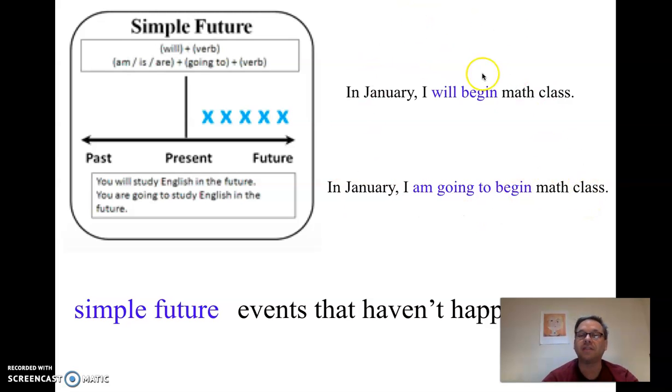So these two methods of expressing the future, the same, right? They don't have anything different in terms of their meaning. They're both telling the reader or the listener that you, the speaker, will be starting your math class in January. Okay? This point in the future. Okay, so as you can see, quite simple, right? We have will and the verb, then we have a be verb, am, is, are, going to, and the verb. So here's the verb begin. Okay, will, verb, am going to, verb. Let's look at the next one.